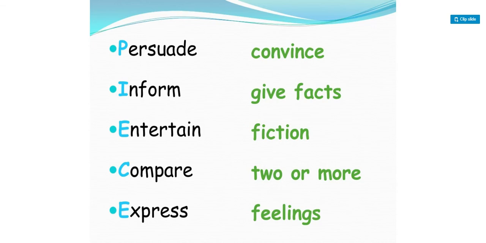And as a quick review of those, persuade, remember, means that an author is trying to convince us of something. Sometimes an author is trying to get us to buy something. Sometimes an author is trying to get us to vote a certain way. So persuading means they're convincing us to try to do something. Inform means they're giving us information, right? That's the base word there. So they're giving us facts, true facts, when an author is writing to inform us.